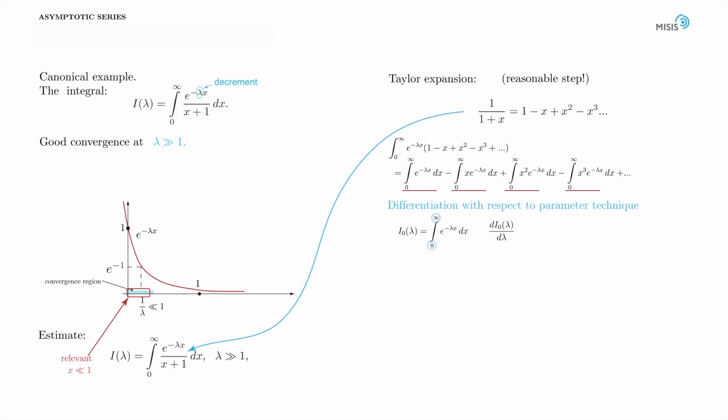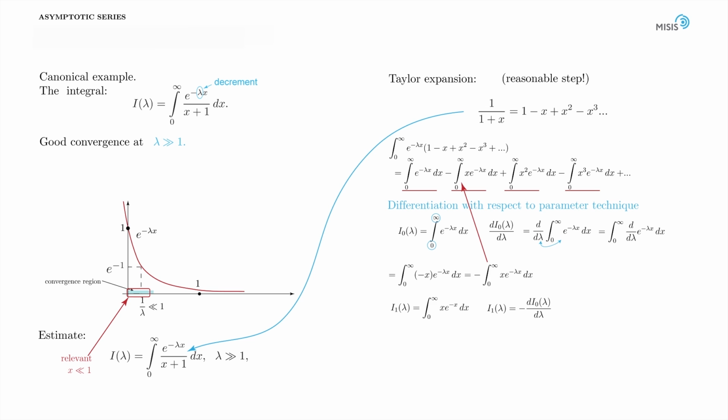Now, let's compute the derivative of I0 over lambda. We need to differentiate the integral. Since the limits don't depend on lambda, the differentiation can be pushed through the integral sign, so it acts on the integrand only. And now comes the interesting point. The differentiation of the exponential with respect to lambda brings an additional minus x in the integrand. Therefore, the first integral in the sum is turned into the second one with simple differentiation with respect to parameter. So if we denote the second one by I1, then I1 is simply the minus derivative over lambda of I0.